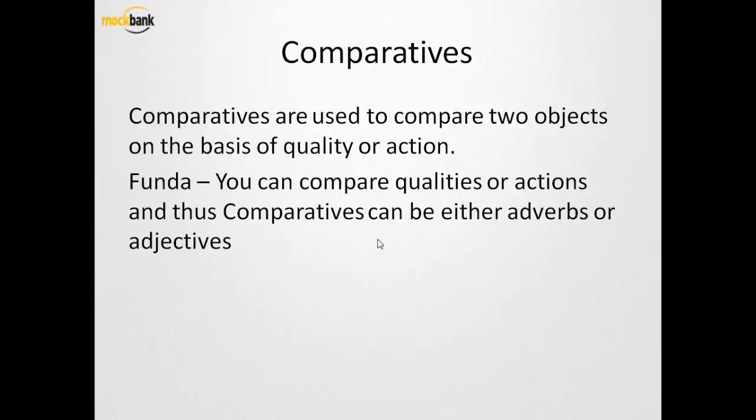What are comparatives? Comparatives are used to compare two objects on the basis of quality or action. So suppose we have two objects and we are trying to compare something between them. That is where we would start using comparatives. Now, you can compare either qualities or actions, and thus comparatives can be either adverbs or adjectives, right? So this is a basic fundamental that you need to remember.